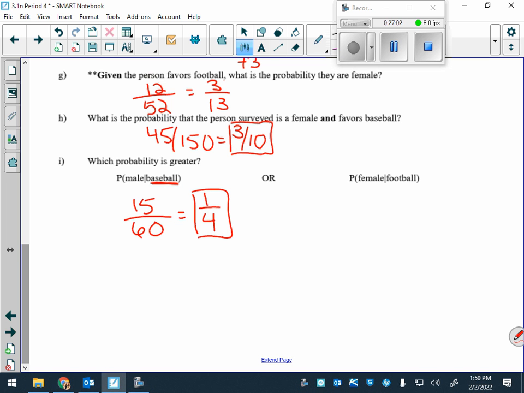Then the next one, female football. So how many people like football? We already did this one actually. 52. Okay. Which one is greater? 1/4. Good job. All right.